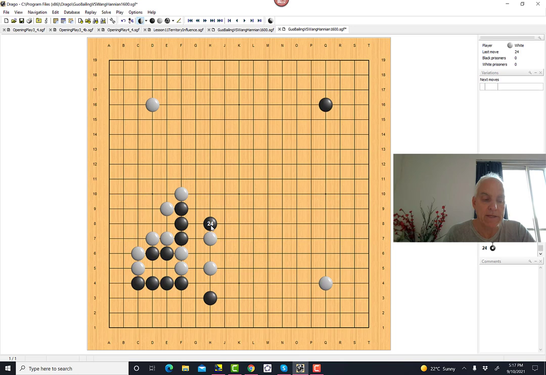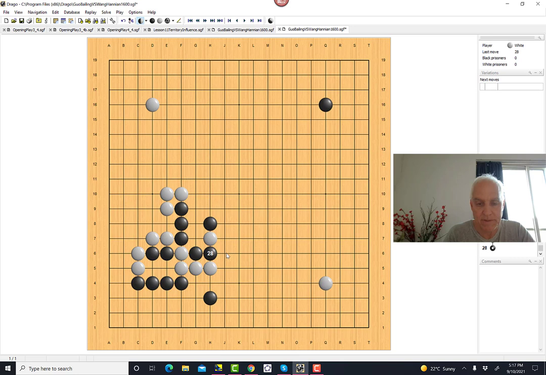And now white makes this connection. Remember the importance of connection. This is a cut. So black is potentially able to cut here, in which case there's a lot of weaknesses in white's position. So this sort of deals with some of them at least. And now black plays here, sort of just forcing white like this. And black actually plays a quite strong move like this. This is a bit interesting.